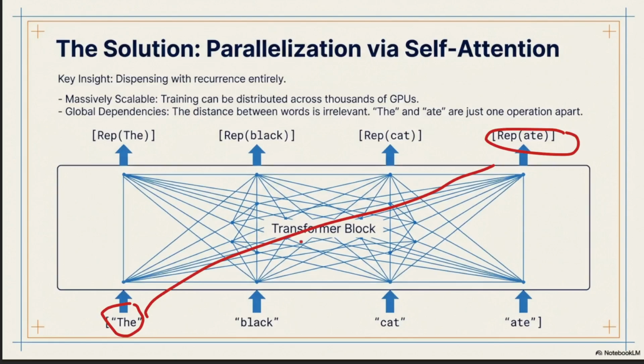And because there is no time step loop, we can feed the entire sentence into the model at once, utilizing massive parallel computing power to train on datasets as large as the internet. That's why it's called LLMs, or large language models. The L stands for large.